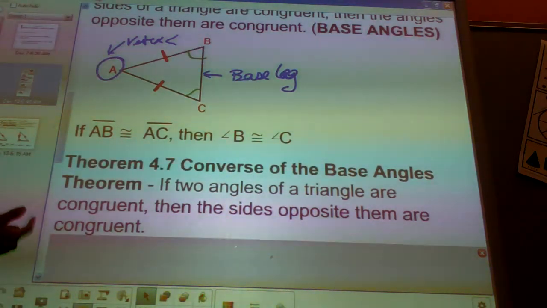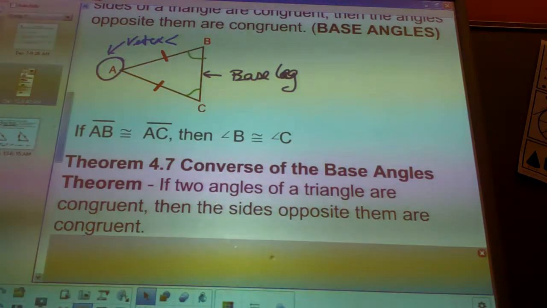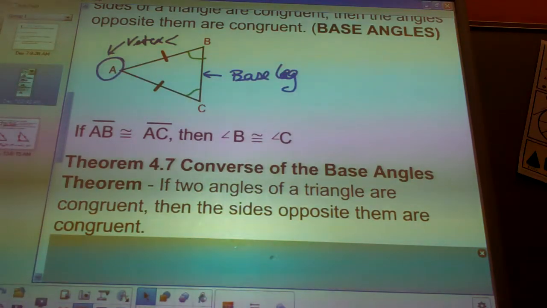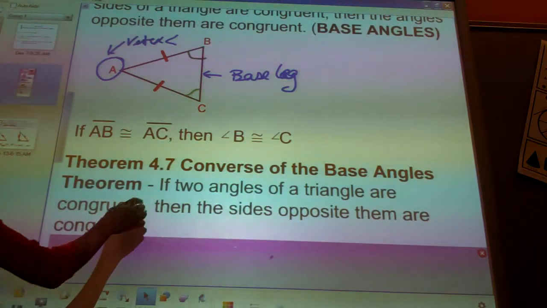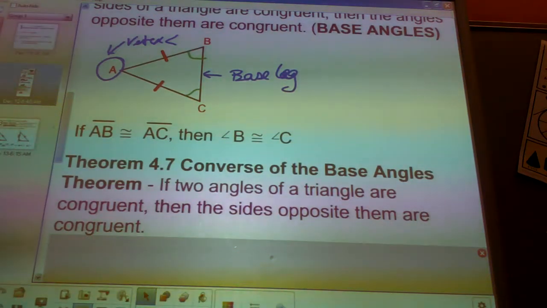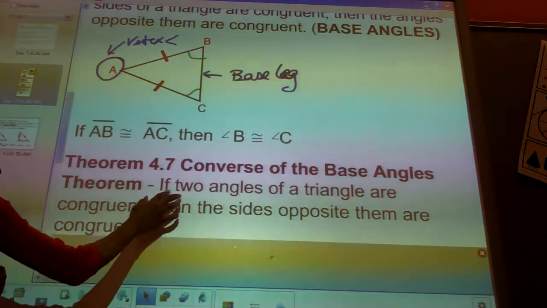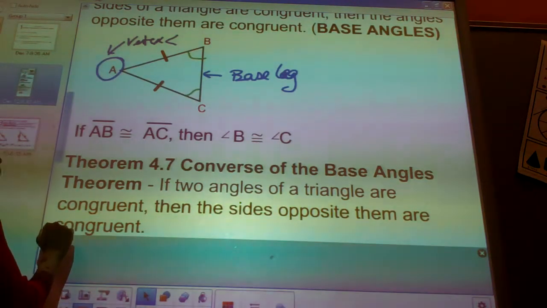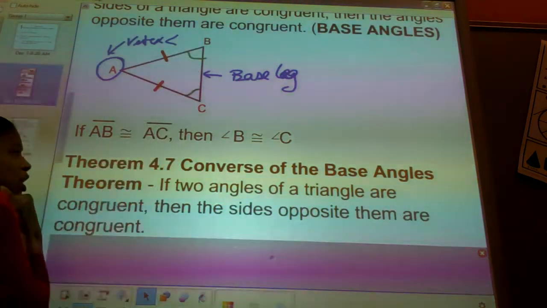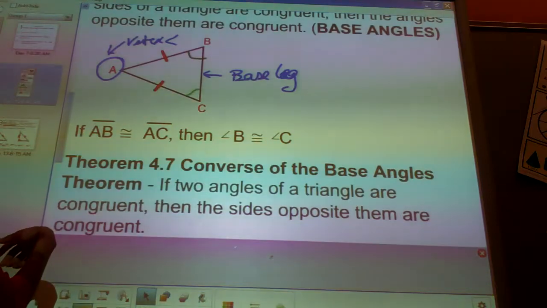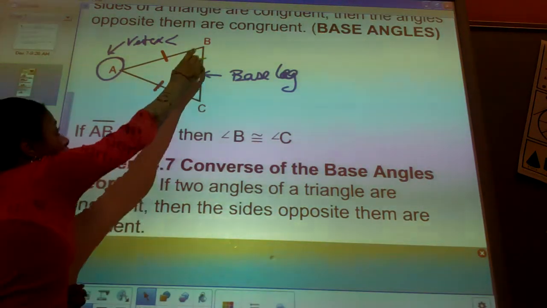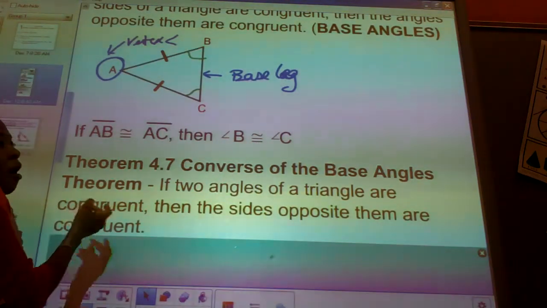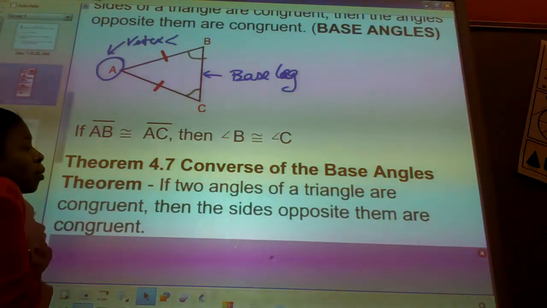Theorem 4:7 is the converse to the base angle theorem. Remember if-then statements, the converse, the conditional. That means that if two angles of a triangle are congruent, I've switched it, if angle B and angle C are congruent, then the sides opposite them will be congruent. So angles B and C are congruent. That automatically means that the two sides opposite them will be congruent.